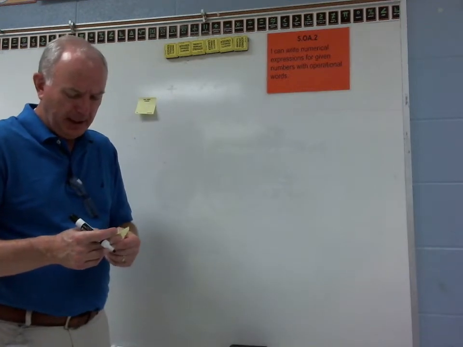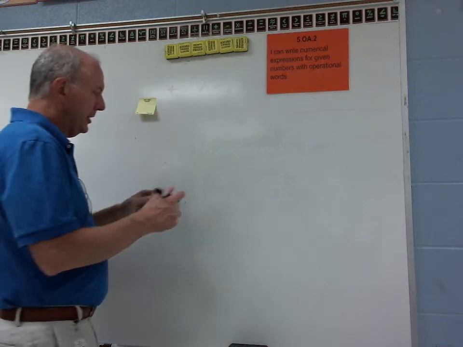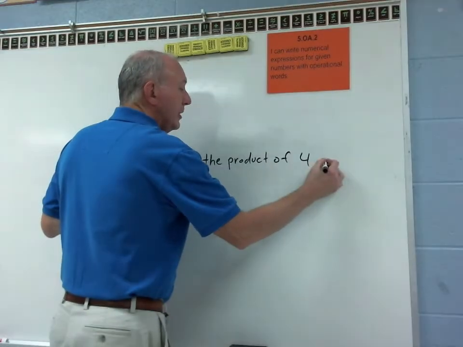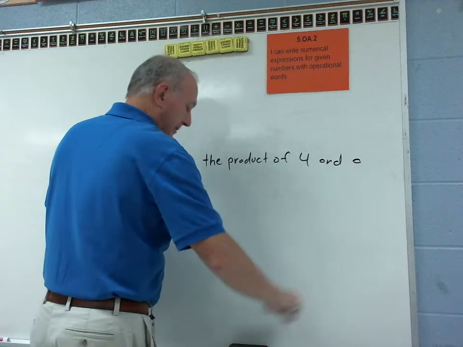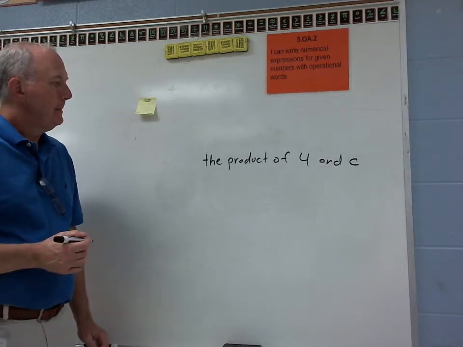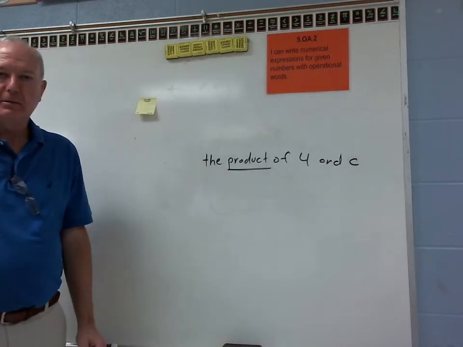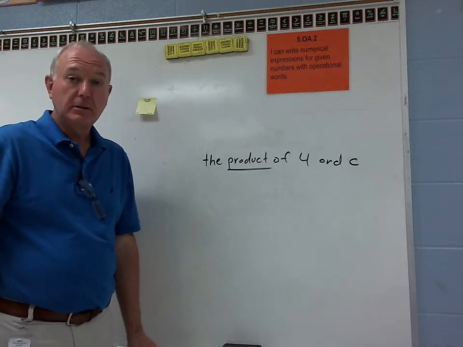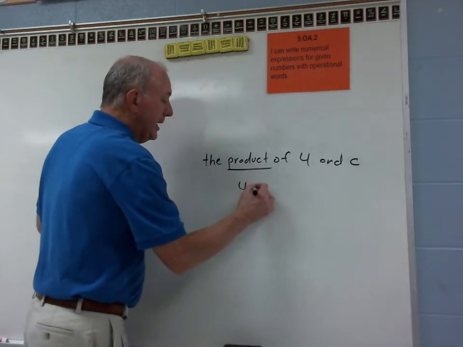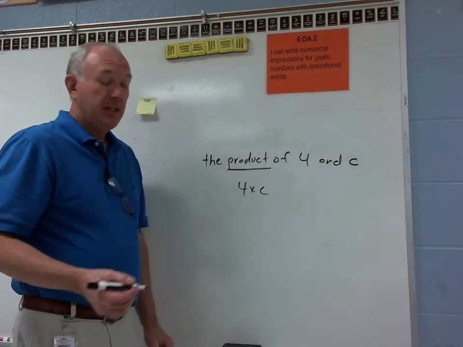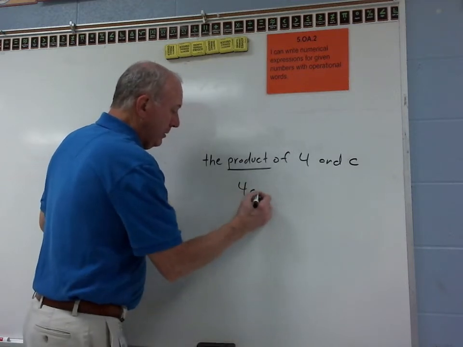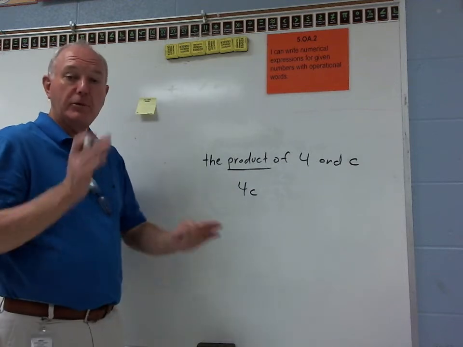And I had some examples up here. Let me pull one more down. Let's do this: the product of 4 and C. Okay? What does product mean? You have to know that. Product means you're multiplying. You're multiplying 4 and C. So again, it's 4 times C, but you may not see that today because multiplication today very often is written as 4C. So be careful. A missing sign always means multiplying.